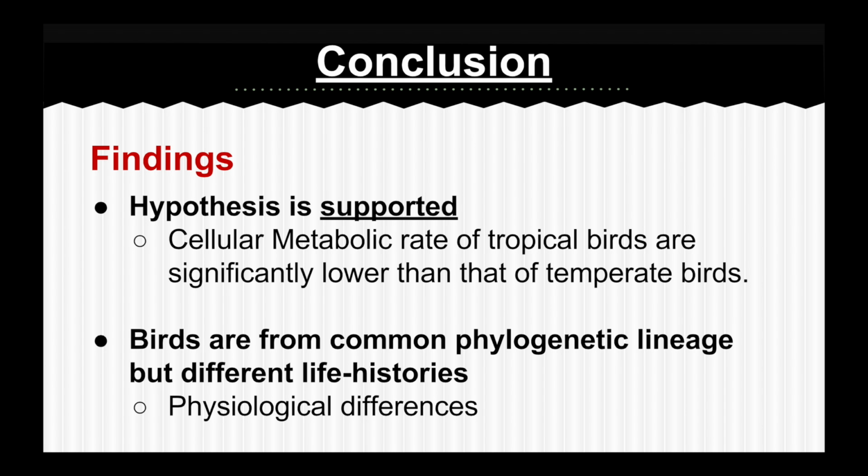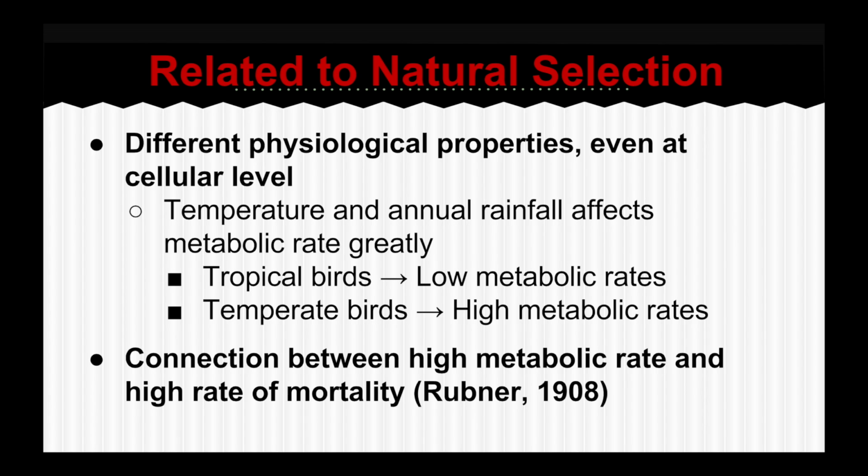Based on the findings, the hypothesis is supported that cellular metabolism rate for tropical birds was significantly lower than that from temperate birds. Birds from common phylogenetic lineage but different life histories have physiological properties at the cellular level that allow them to have different cellular metabolic rates. As previously mentioned, tropical birds have low metabolic rates, while temperate birds have high metabolic rates. Since the mortality risk of a temperate environment is high, the fast pace of life, or high rates of metabolism and short lifespans, are favored by natural selection.